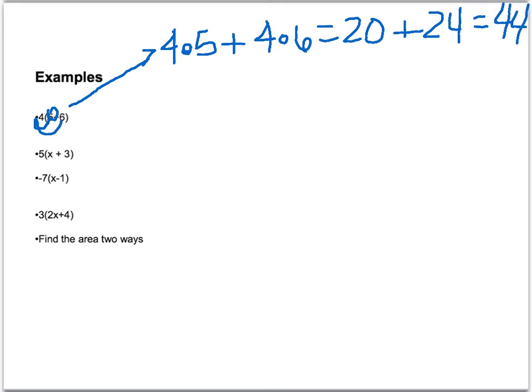Let's just double check that. What is 5 plus 6? 5 plus 6 is 11. 11 times 4 is 44.